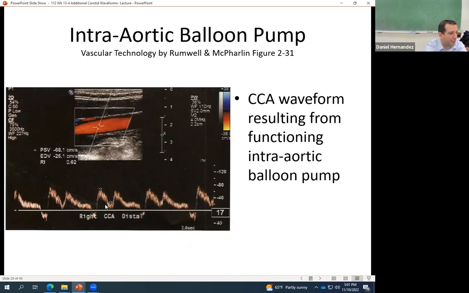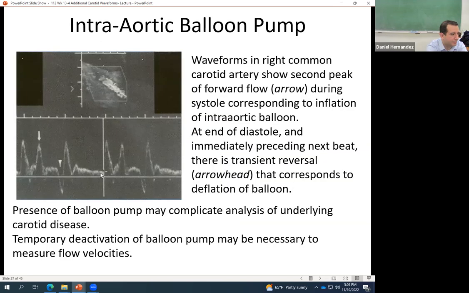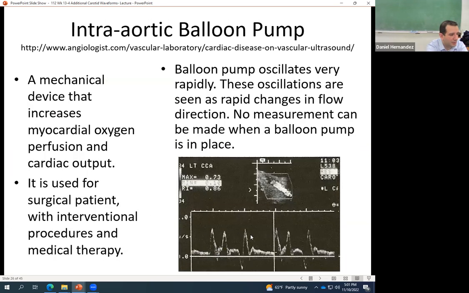This is a good example of a patient with an intra-aortic balloon pump. It looks like they've got two heartbeats going on. You'll know right away when you put your probe down. You'll know the machine, you'll hear it. It's actually quite loud. It'll be sitting at the foot of the bed, and it looks like it has a canister of gas in it. That's the balloon pump.